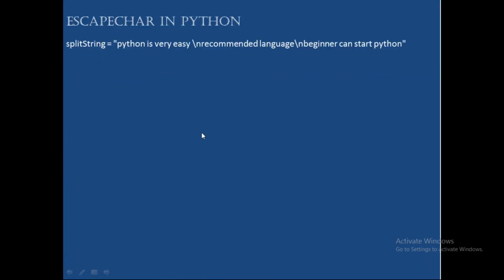So I want to escape something. How to do that? You see, Python is very easy. Backslash n, recommended language backslash n, beginners can start Python. So what is backslash n? Backslash n is the new line character. Meaning, Python is very easy will be printed in one line. Next line it will print recommended language. Next line it will print beginners can start Python. So when you print it, you will get all those things.